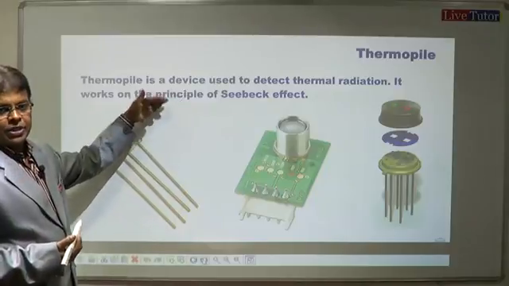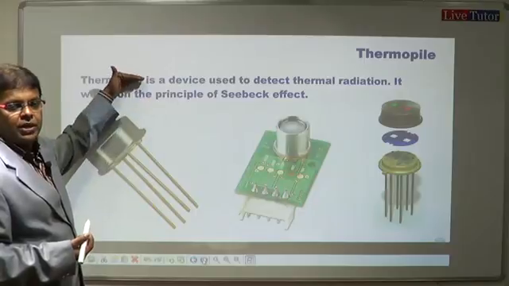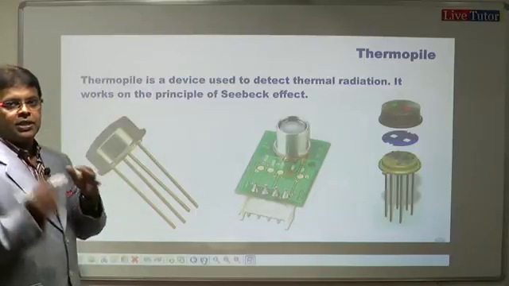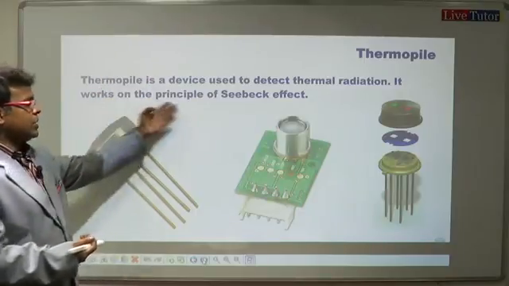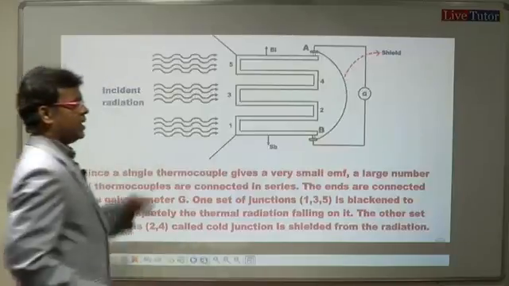First point, when a 5 mark question is asked, what is thermopile? What is it based on? First point, thermopile is a device used to detect thermal radiation and it works on the principle of Seebeck effect. அப்படிங்கற ரெண்டு பாயிண்ட் எழுதணும். Then we have to see the construction.